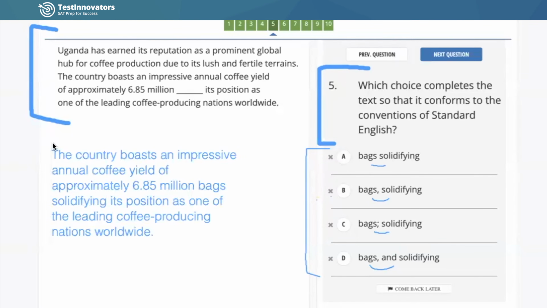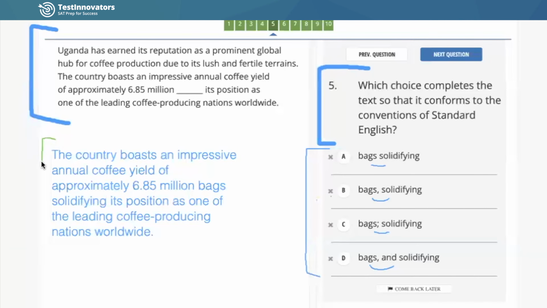Okay, so to identify the main clause, also known as an independent clause in a sentence, you can ask yourself a couple of questions. First, does this clause make sense on its own? And secondly, is there a subject and a verb? If you answer yes to both, then it's a main clause.